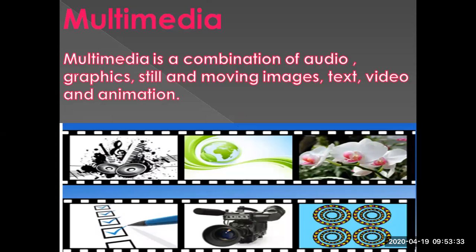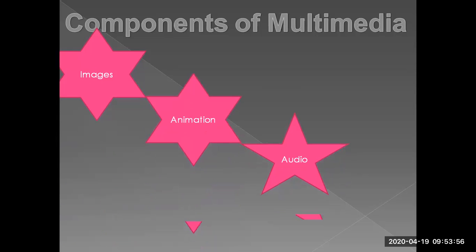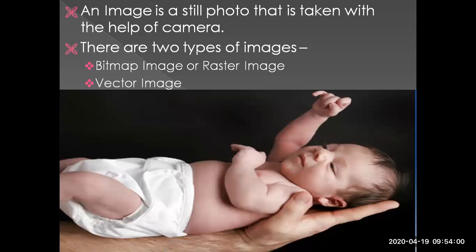Now, what is multimedia? These all are multimedia, which we have seen right now. Multimedia is a combination of audio, graphics, still and moving images, text, video, and animation. Components of multimedia: images, audio, animation, video. Let us learn what is an image.